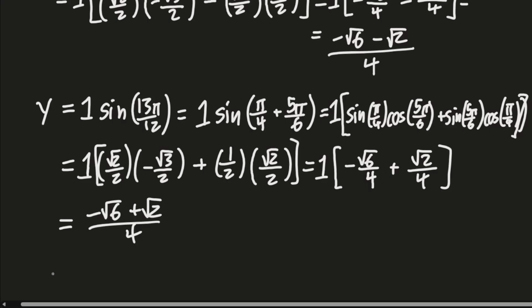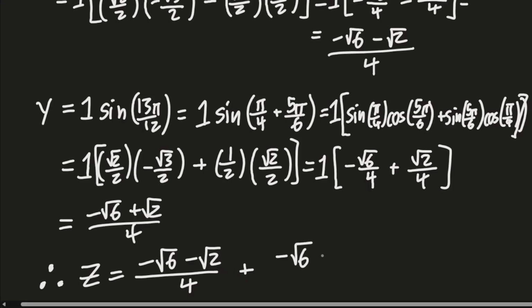So finally, when we're putting it in form, that would be z is equal to negative square root of 6 minus square root of 2 over 4 plus negative square root of 6 plus square root of 2 over 4 times i.